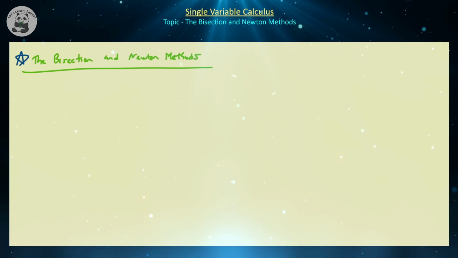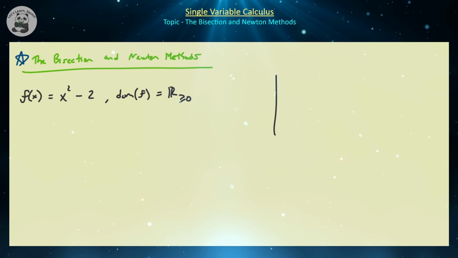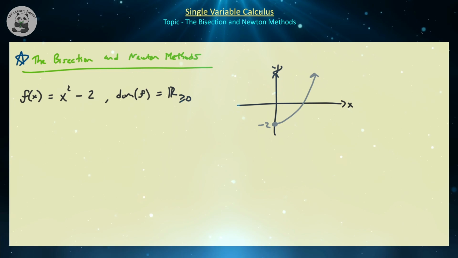As a common example, let's assume that we have the function f of x, which is equal to x squared minus 2, defined on the domain r greater than or equal to 0. So we should know what this curve looks like. Since we're defining on the non-negative real line, this curve is going to be the right-hand side of this parabola, right? Let's assume that this is our x and our y-axis as usual. Obviously this point is going to be minus 2, that's our vertical shift. And there's one point of interest, and that's going to be this point here.